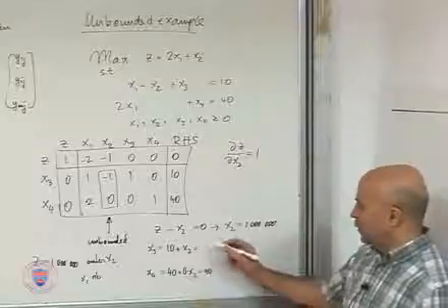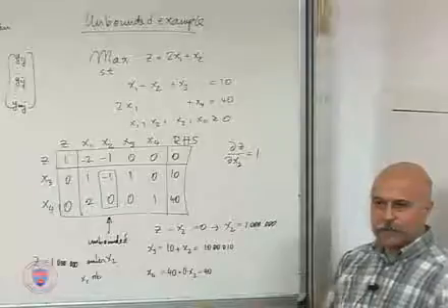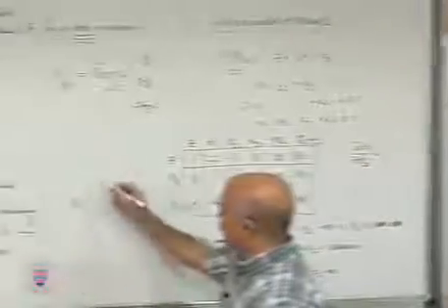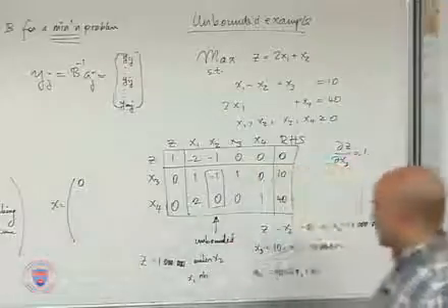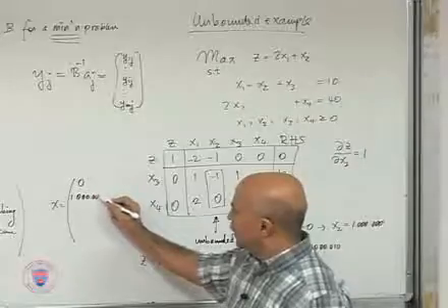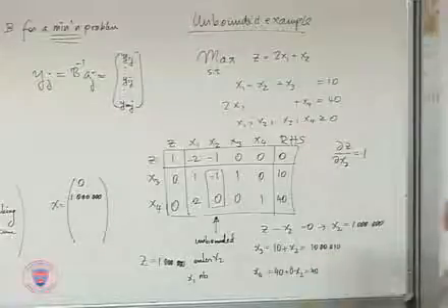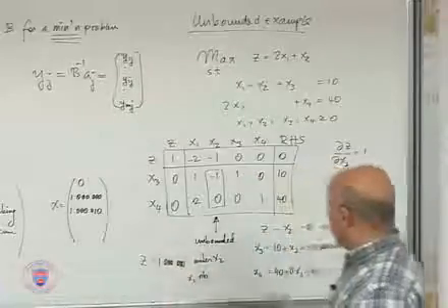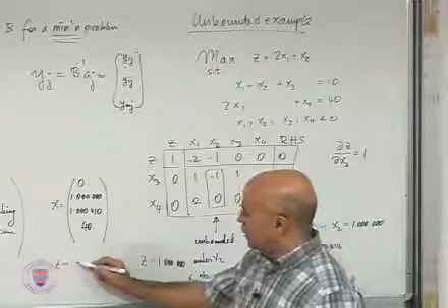How much will it be? 1,000,010. That's how much it will be. So the solution we're talking about is the x solution that has a 0 for x1 because it's non-basic. x2 is 1 million. I should have picked a smaller number, too many zeros here. x3 is 1,000,010. x4 is 40. And z is clearly 1 million.